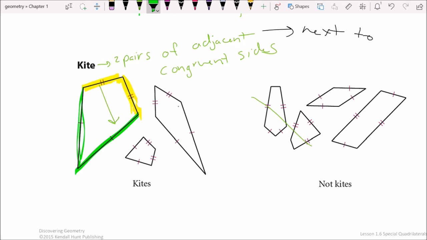So what about these ones on the right side of the page? What's wrong with them? This one, it does have adjacent congruent sides, but all 4 sides are the same. Specifically, that's actually called a rhombus. We'll get that definition in a second. And in this one, the opposite sides are the ones that are congruent. But for a kite, they need to be the adjacent sides, which are congruent.